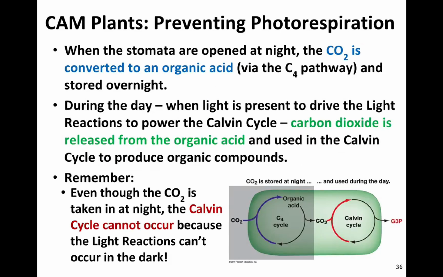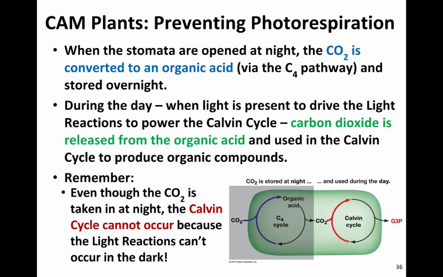And so when the stomata are opened at night, the CO2 is converted to an organic acid, and it's through this C4 pathway that you don't really need to know about. And then it's stored overnight. The Calvin cycle is not performed at night by the CAM plants or any other. It's impossible for the Calvin cycle to occur at night or in the dark, because ATP and NADPH, which are products of the light reactions, are required in order to run the Calvin cycle. So if it's dark, they wouldn't be able to undergo the Calvin cycle.